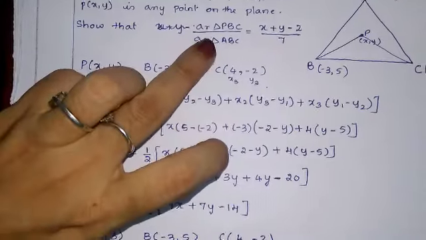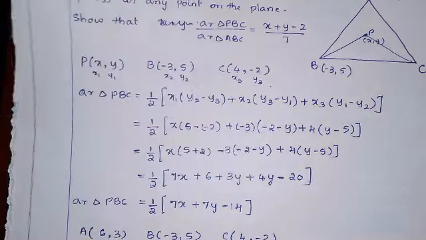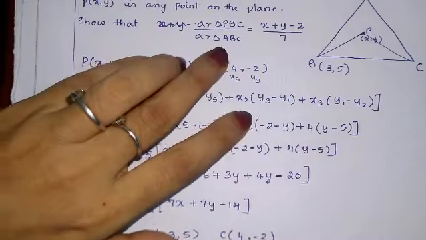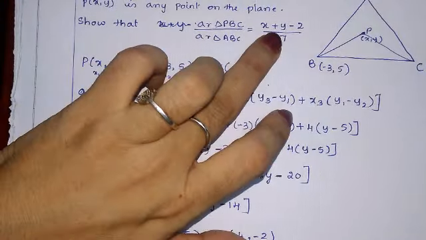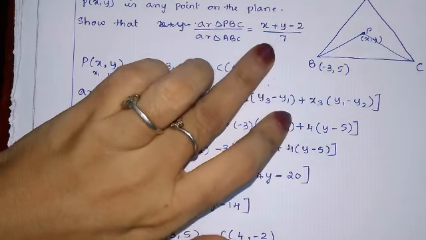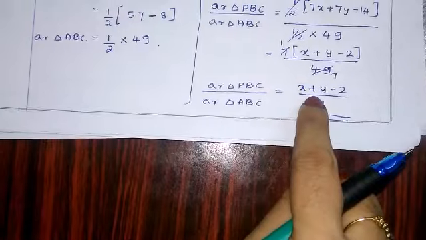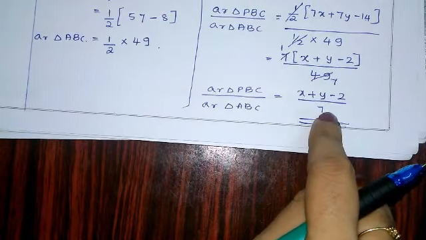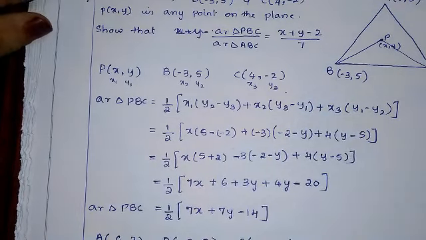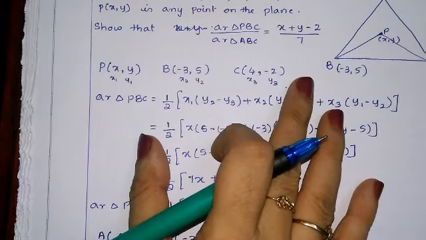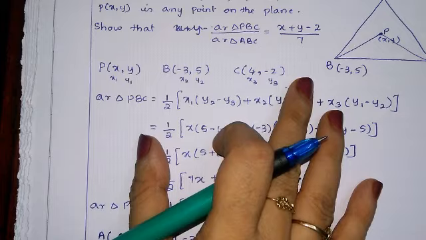You can see here, area of triangle PBC upon area of triangle ABC is equal to x plus y minus 2 upon 7. We got the same answer at the last, x plus y minus 2 upon 7. Okay, this completes question number 19. Let us see now question number 20.